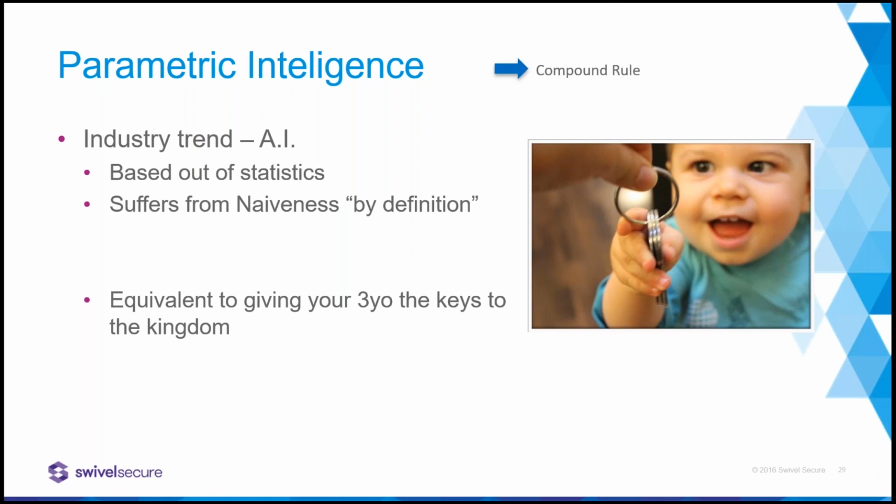That means you're going to be handing over the keys to the kingdom to a 3-year-old that's still learning. It will eventually learn, but until then, it'll fail.